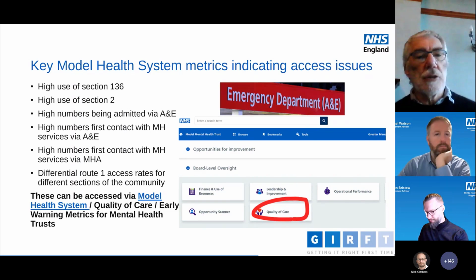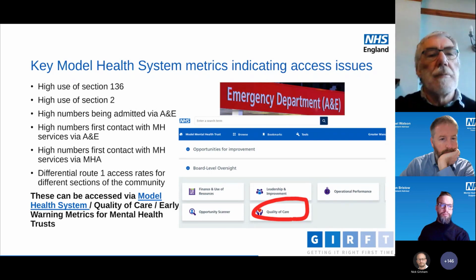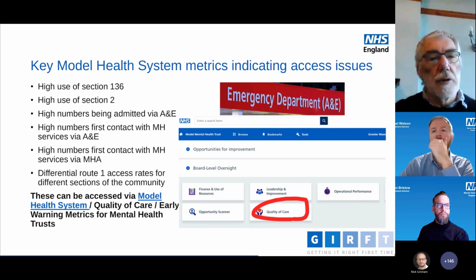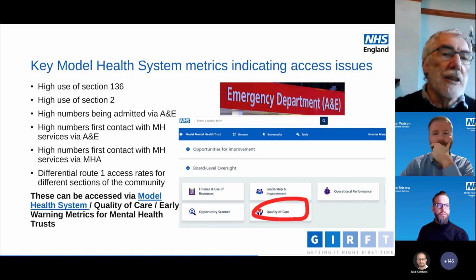High numbers coming in through A&E. Again, why are they having to come to A&E to get into the service? Why can't they come through your front door? And that indicates that you're failing to engage with your local community. And this is a system issue. There are all sorts of things behind this, but it's about digging into it.